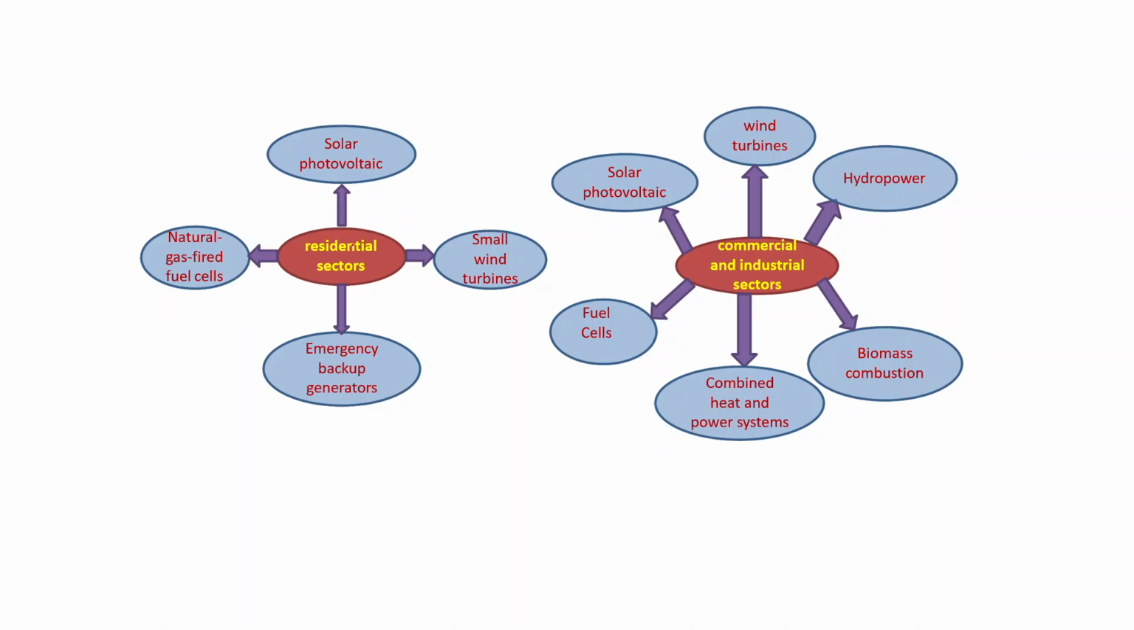Now coming to the residential sectors, there are solar photovoltaic, natural gas fired fuel cells, and small wind turbines. For commercial and industrial sectors, the energy can be supplied by hydropower, large wind turbines, solar photovoltaic cells, combined heat and power systems, and biomass combustion.